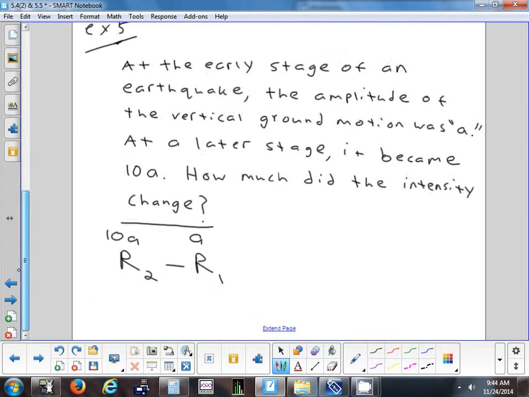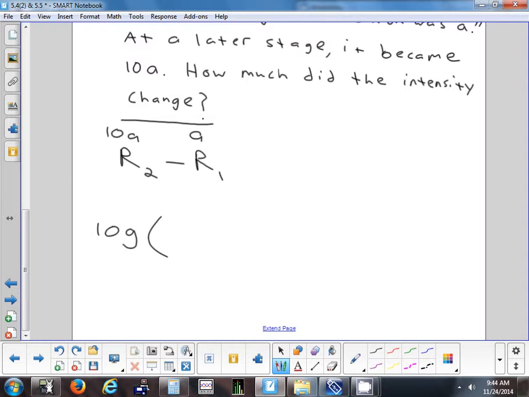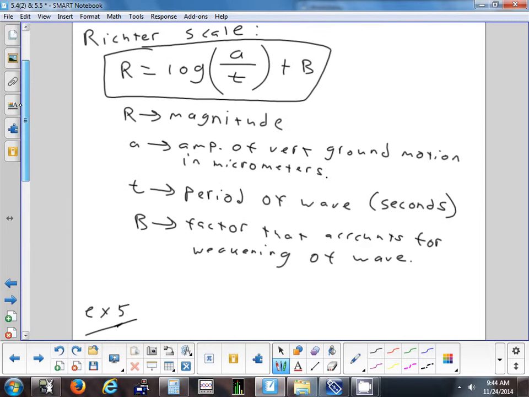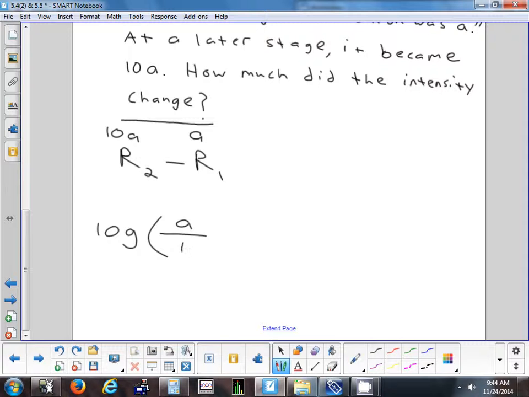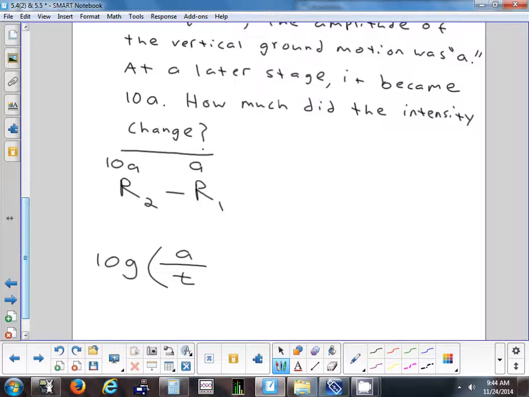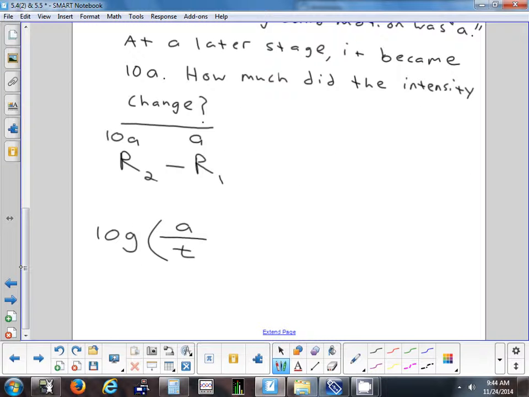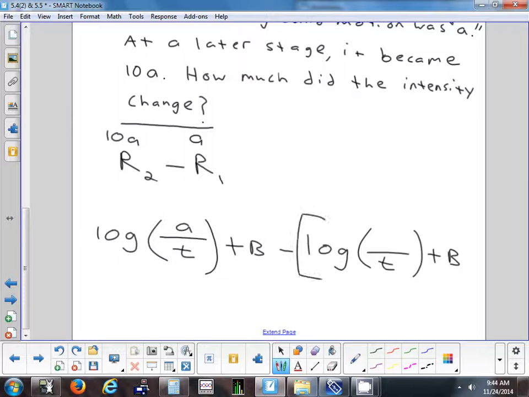So we've got log of A divided by T. Now we're going to assume that everything else stays the same between these two time periods. That the ground was the same kind of soil now and later. The period of the wave stayed the same. Everything's staying the same except A. It's the only thing that's going to change. All right, so A over T plus B. So T is going to be the same. B is going to be the same.